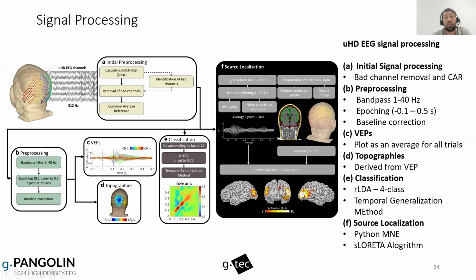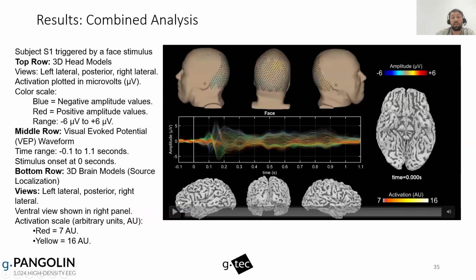And additionally, in another path of signal processing, we did the source localization. Here, using our anatomical data, computing the forward solution, and then visualizing the inverse solution of the activation. We used in this case for source localization Python MNE and the sLORETA algorithm. And all of our classification results that I will show you are 4-class problem, single trial stimulation. So this is actually the main results shown in short.